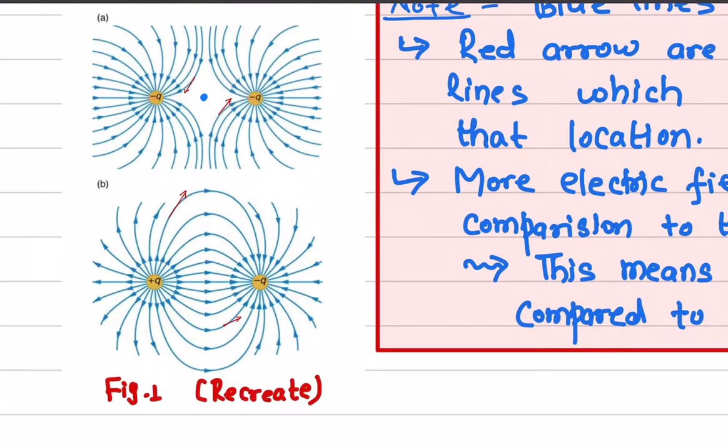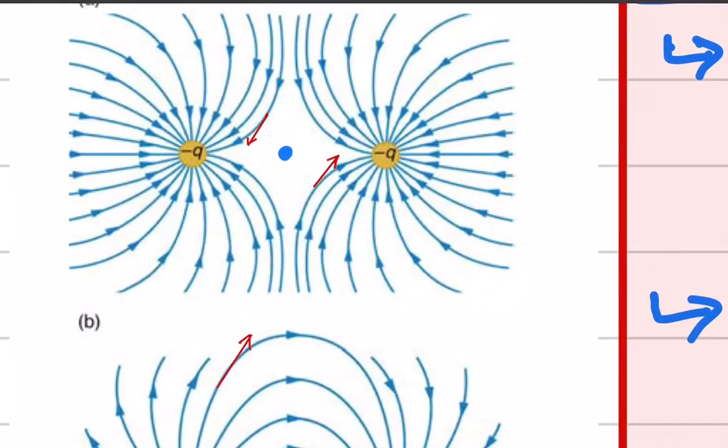Let's say you have two negative charges at this point. If you have a positive charge at this point, then this negative charge will attract and this negative charge will also attract. So the direction of the electric field at this point due to this negative charge is towards it, and due to this negative charge it is again in this direction. So the total electric field at this point is 0. So you see there are so many arrows here.